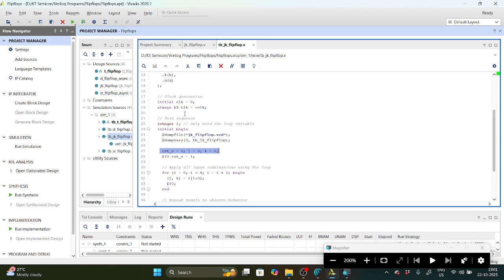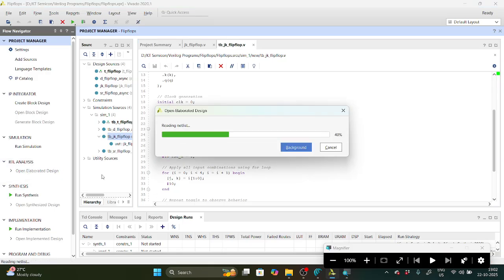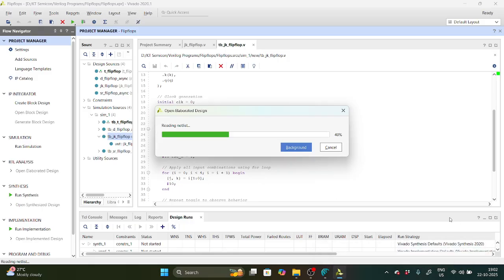So this is the test bench. After that, here I want to see the circuit, so elaborate the design. I want to see the netlist, so it is generating.